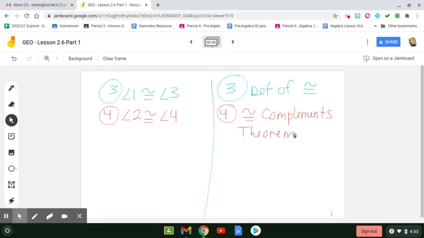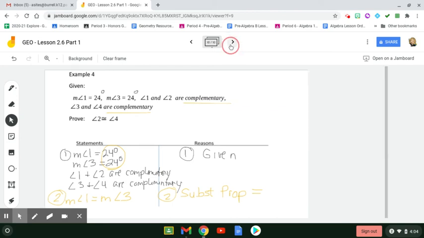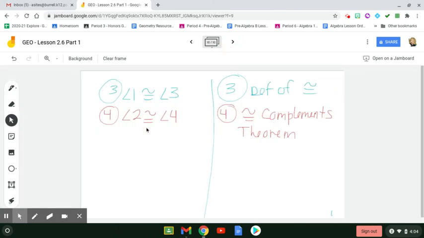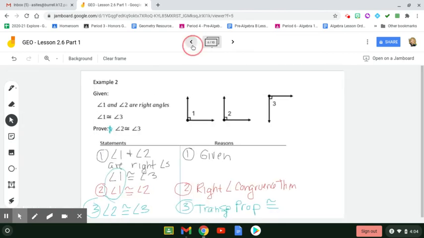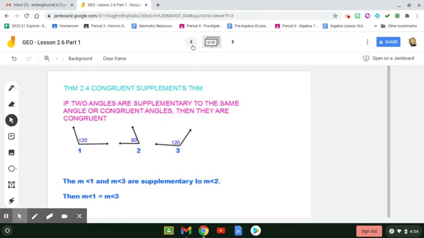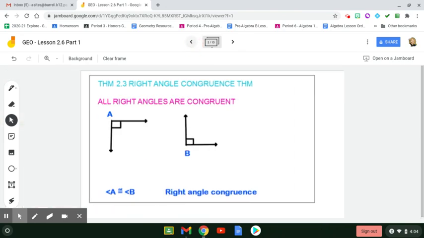Again, to be able to use that one, you have to have two angles that are equal to one another and congruent to the same angle. Since we have that situation happening right now, we can use the congruent complements theorem to get directly to angle 2 is congruent to angle 4. We're going to be practicing those a little bit more. A couple more to be adding to our list of reasons to be using in proofs: the congruent complements theorem is one we can be using, the congruent supplements theorem is another one we're going to be using, and of course, the right angle congruence theorem.